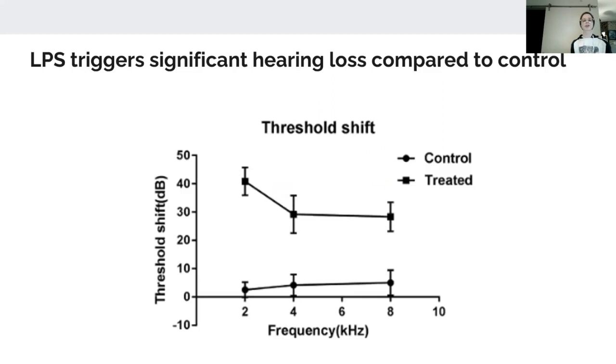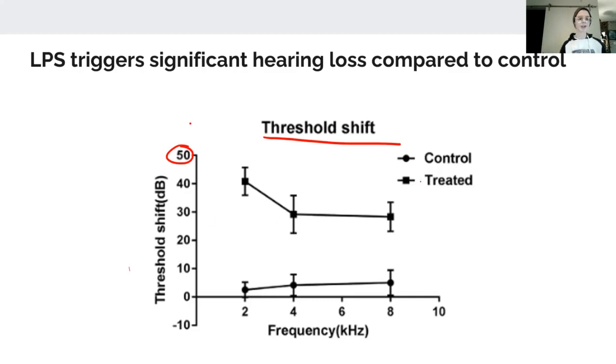And so our first big thing is we have to show that there was hearing loss. And so this is what this graph is. We can see here that this is titled threshold shift. And so what does that mean? Threshold shift is kind of like the absolute value of hearing. So the higher the number here on the y-axis, the more hearing loss you've experienced.